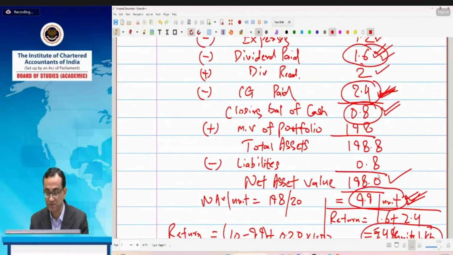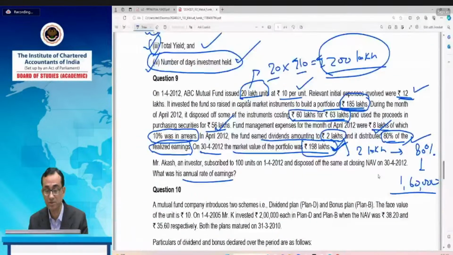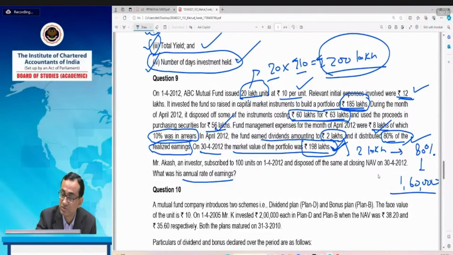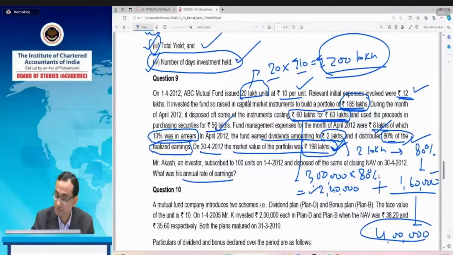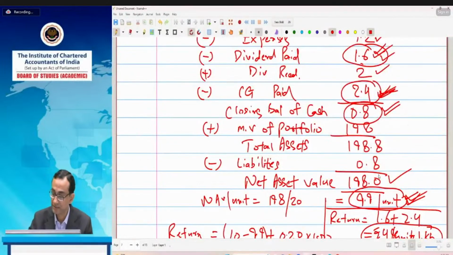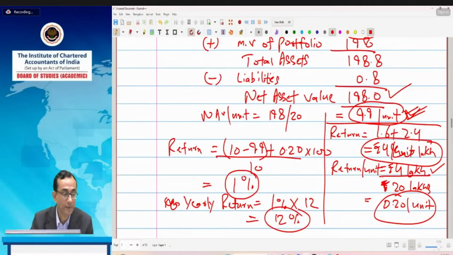Received dividend should be plus here, 1.6 dividend, and 2 lakh 40,000 capital gain also, because it disposed of some instrument here. The instrument cost 60 lakh, and it was sold for 63 lakh. So this 3 lakh was the capital gain, and 80% of this 3 lakh comes to 2 lakh 40,000. This 2 lakh 40,000 capital gain plus this dividend of 1 lakh 60,000 is added to arrive at rupees 4 lakh as the total return. By this, the total 4 lakh is arrived at here.